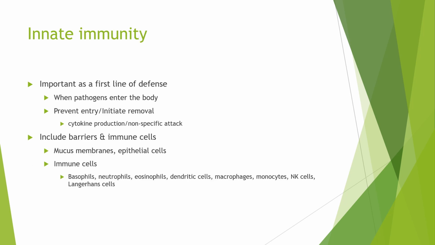Innate immunity. The innate immune system, also known as the nonspecific immune system, is important as the first line of defense. When pathogens enter tissues, the innate immune system helps prevent entry and it initiates removal. It does this via cytokine production and a nonspecific attack. It includes barriers and immune cells. Barriers meaning physical barriers such as mucous membranes and epithelial cells, and immune cells such as basophils, neutrophils, eosinophils, dendritic cells, macrophages, monocytes, natural killer cells, and Langerhans cells.